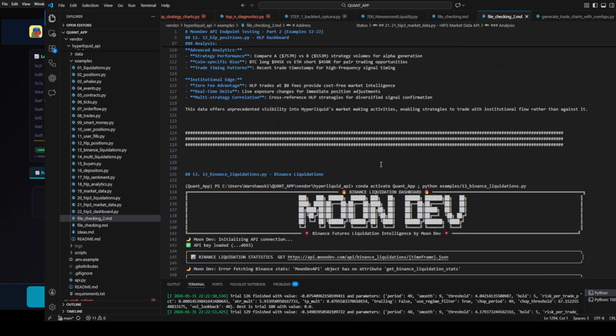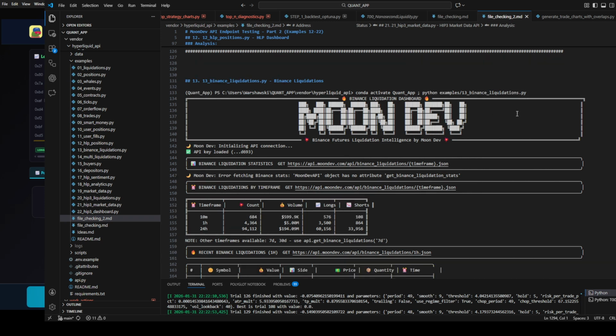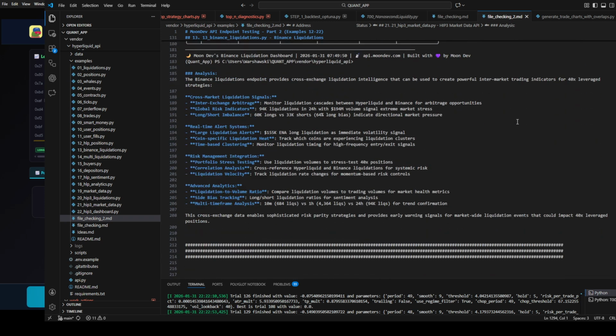Let's continue. The Binance liquidations. The Binance liquidations endpoint provides cross-exchange liquidation intelligence that can be used to create powerful intermarket trading indicators for 40x leverage trading strategies. Cross-market liquidation signals, inter-exchange arbitrage. Okay, arbitrage. Have to write it down also. Arbitrage, I think I have a few of those, to monitor liquidation cascades between Hyperliquid and Binance for arbitrage opportunities.